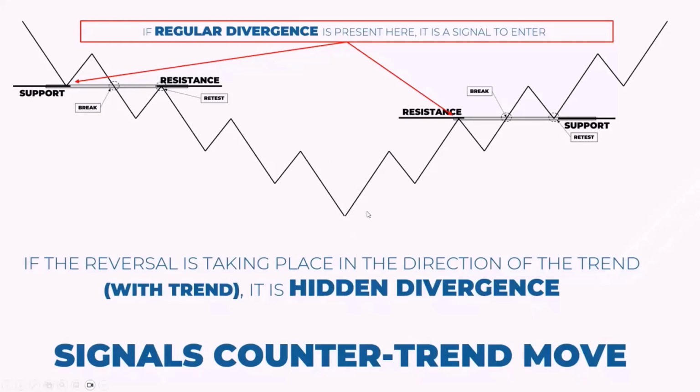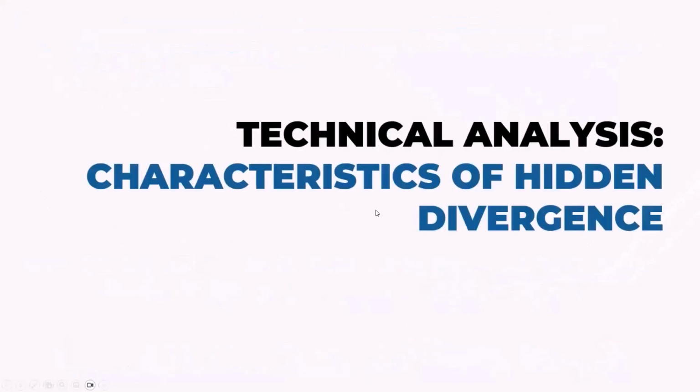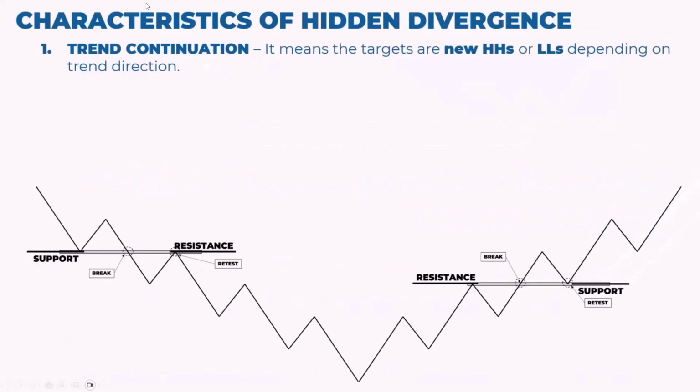All right, so let's talk about hidden divergence a little more. All right, the characteristics, what you're going to see when hidden divergence is present. The first thing you're going to see is that hidden divergence is trend continuation. So if you can identify which way the trend is going, you will see that the hidden divergence should be with the trend.